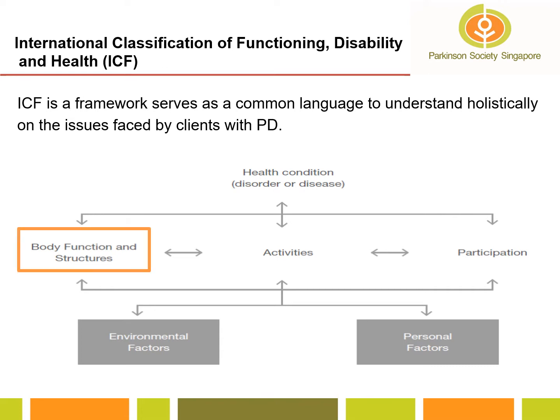And first and foremost, we will talk about the body function and body structures of the ICF model. For body function, it is referring to the physiological functions of our body system. And as we know, the body structure is the anatomical part of our body, such as our upper limbs, lower limbs, our organs, etc. So any deviation or loss is actually called an impairment.